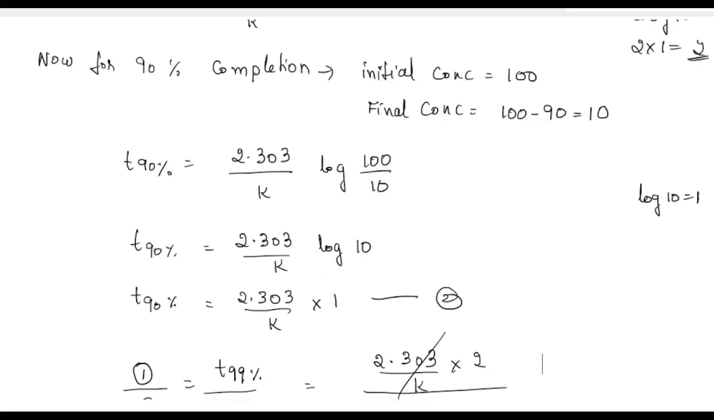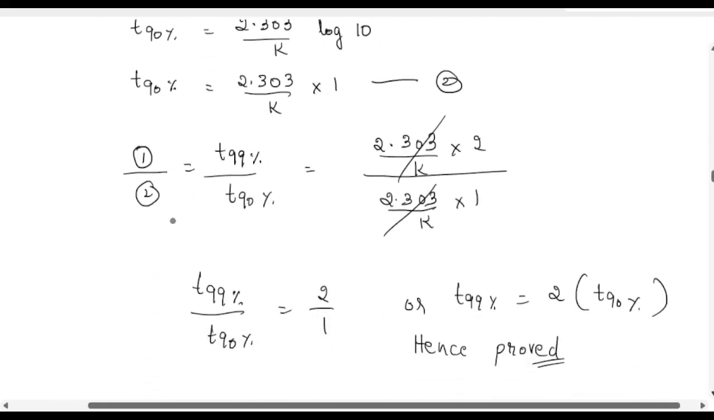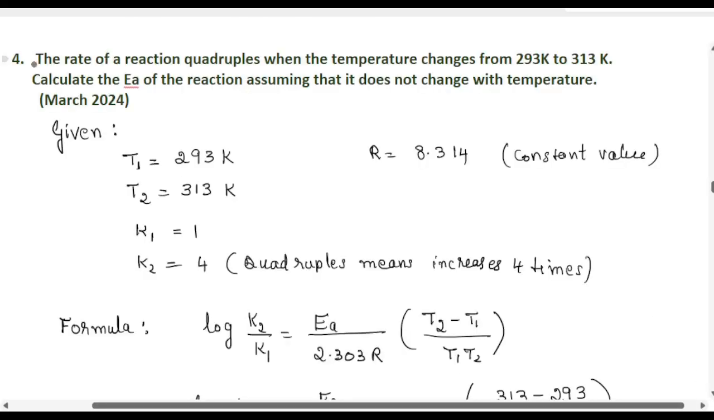Now dividing 1 by 2, T 99% by T 90% equal to 2.303 by K into 2 divided by 2.303 by K into 1. So this both get cancelled. Remaining is 2 by 1. So T 99% by T 90% equal to 2 by 1, or T 99% equal to 2 times T 90%. Hence proved.